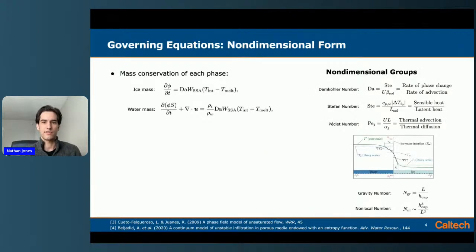So again, to just briefly run through the model equations, I guess the more important takeaway from this slide as I go through everything are the relevant non-dimensional groups. And so if we look at the ice and water mass phases, these are just simple reaction equations, right? If you're not familiar with the Damköhler number, it simply is the rate of phase change over the rate of advection, but I'm assuming most people in the audience are very familiar with this. The Stefan number is the ratio of sensible heat to latent heat. Really, in our problem, it's only a function of the initial ice temperature, or how cold the system is initially.